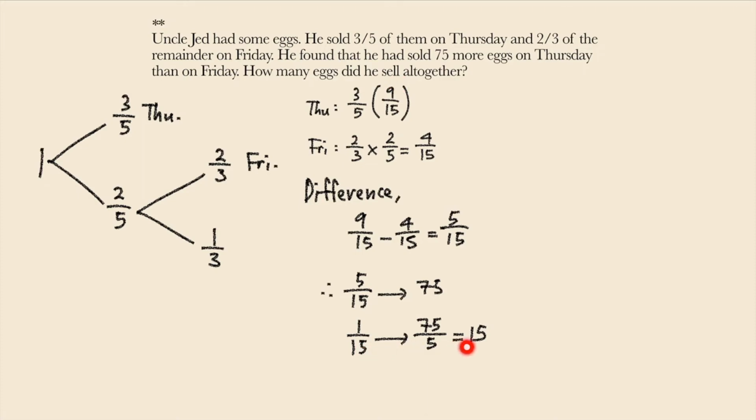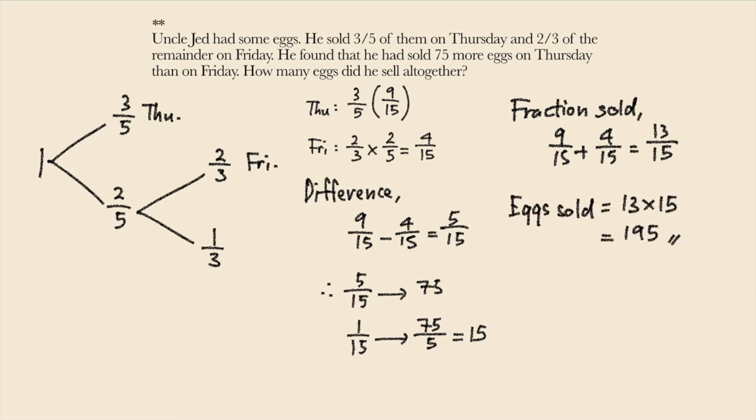So if 1 unit is 15, how many eggs did he sell altogether? How many units are we interested in? What was sold was 9 units and 4 units. So the fraction sold was actually 13 units. Therefore, the eggs sold would be 13 times 15, 195. So this is level 2 because most students are used to finding the total, but in this case, it's not.